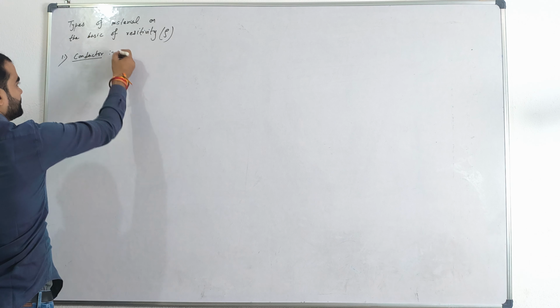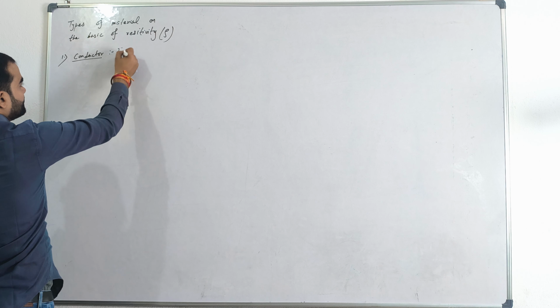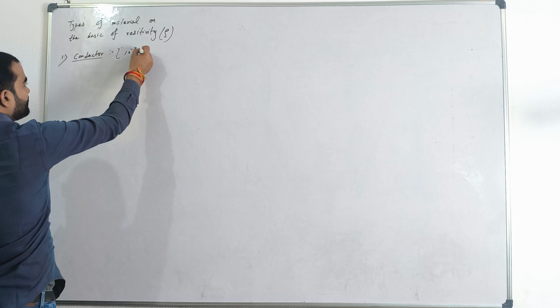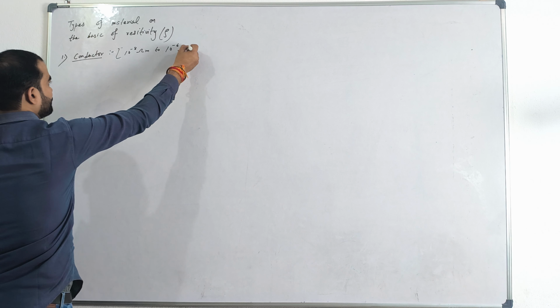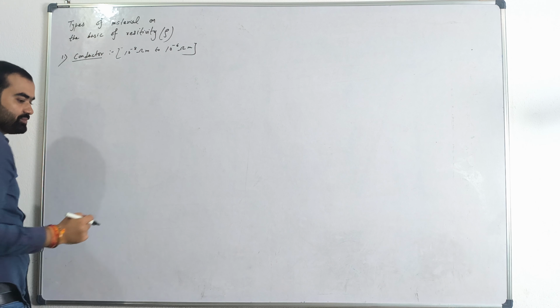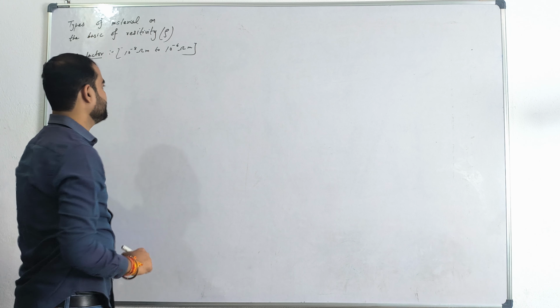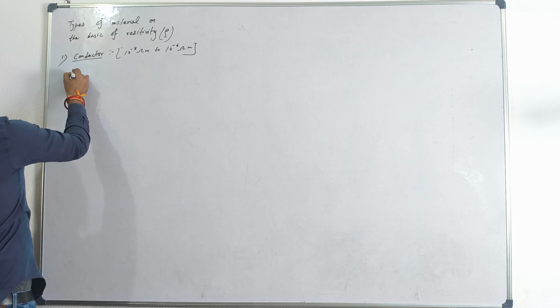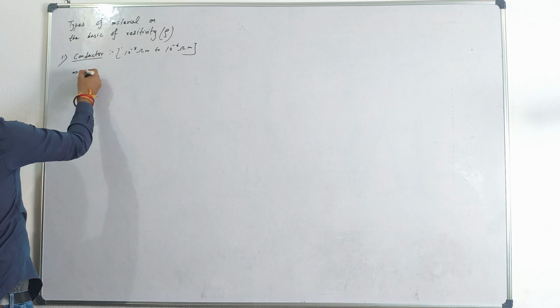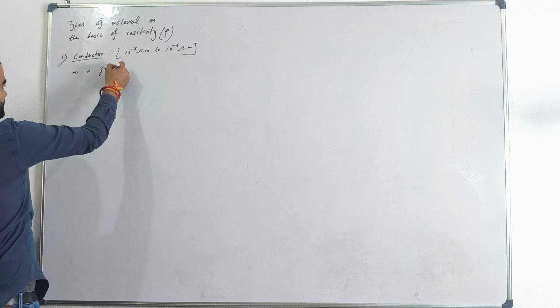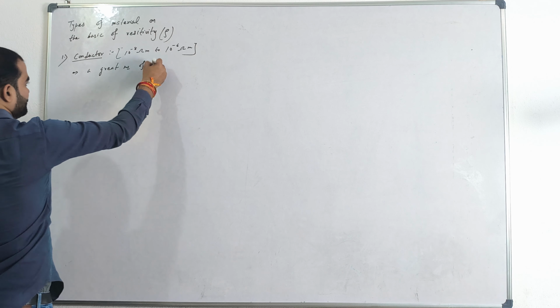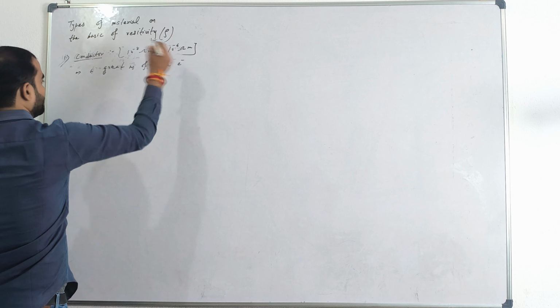First, conductor. The resistivity lies between 10 to the power minus 8 ohm meter to 10 to the power minus 6 ohm meter. It means very low resistivity. That is, the number of free electrons is too much. There are a great number of free electrons.